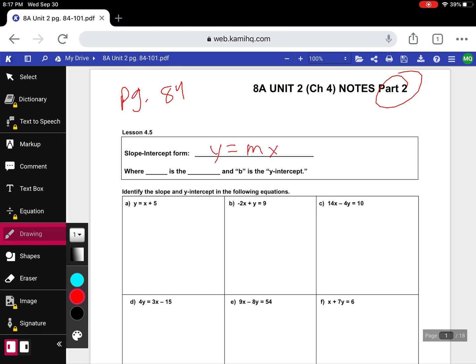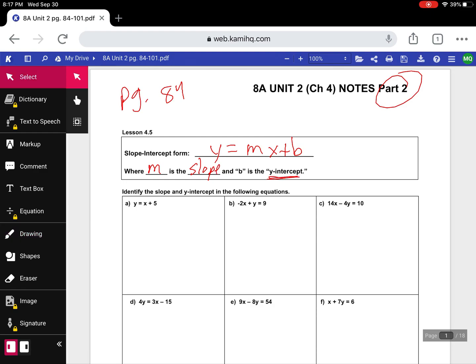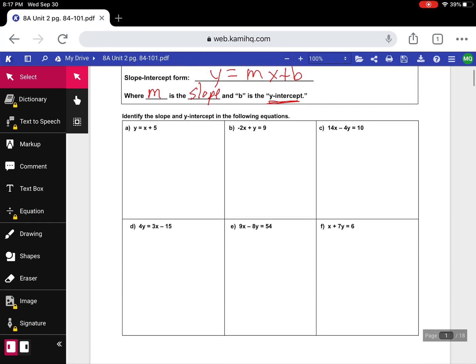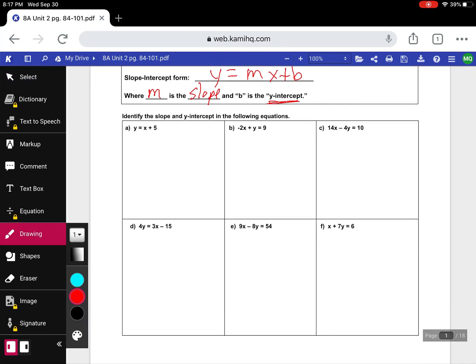The form of slope-intercept is y equals mx plus b, where m is the slope and b is the y-intercept. And so we can pull out from equations of lines the slope and the y-intercept. Let's start with the first one. y equals x plus 5. This is a super easy one. There's a 1 attached to that x, so 1 is the slope. And the y-intercept, which we always list as b, is 5.